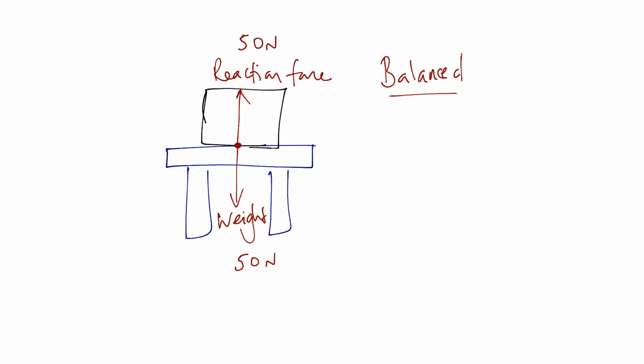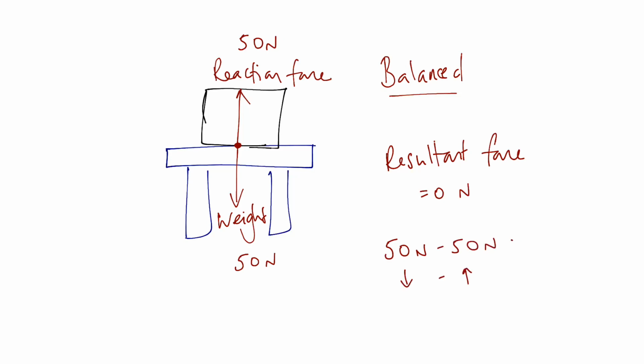And that means the resultant force is 0 newtons, because we've got 50 newtons acting down, and then we take away, because it's in opposite directions, 50 newtons acting up, so that gives us our 0 newtons.